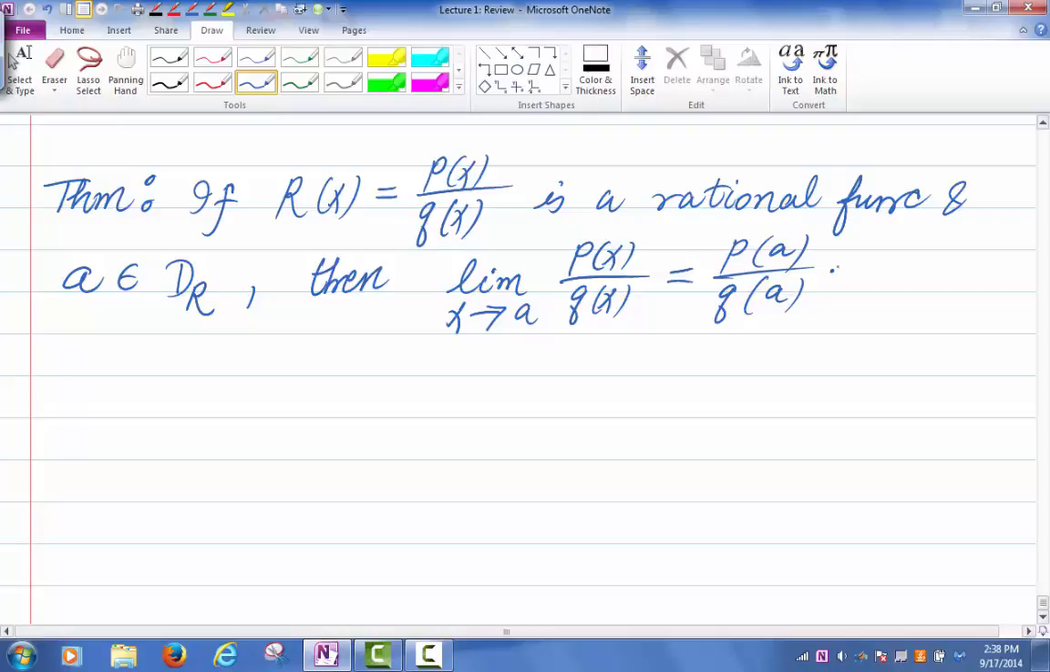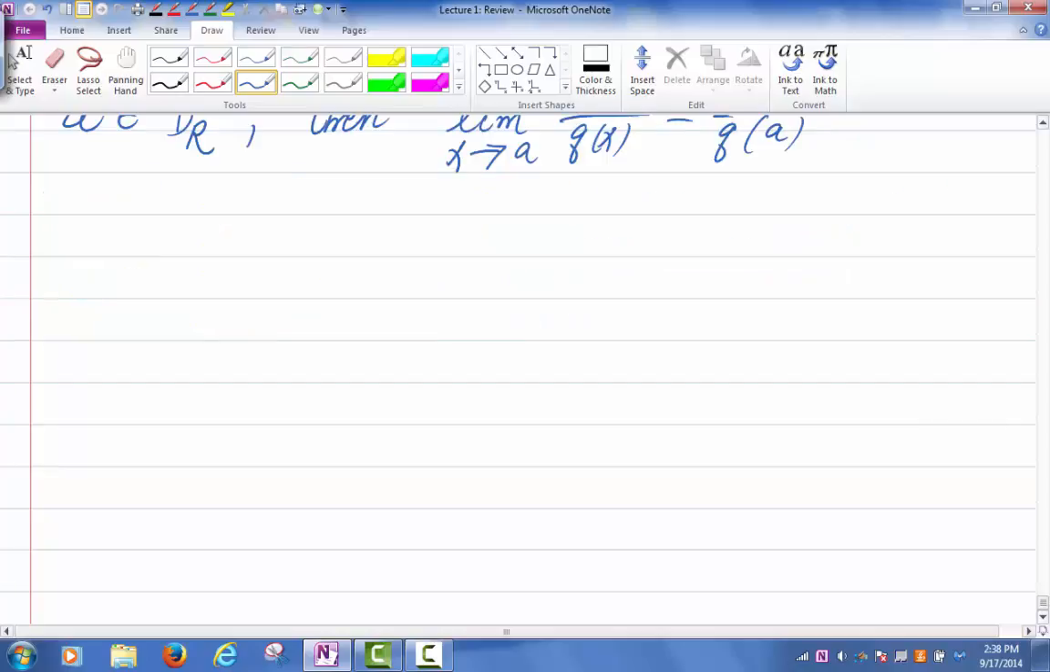So now you know how to find the limit of a polynomial. How do you find the limit of a rational function as long as the limiting point is in the domain? What if the limiting point is not in the domain? What do you do then for a rational function? That's what we want to look at now.